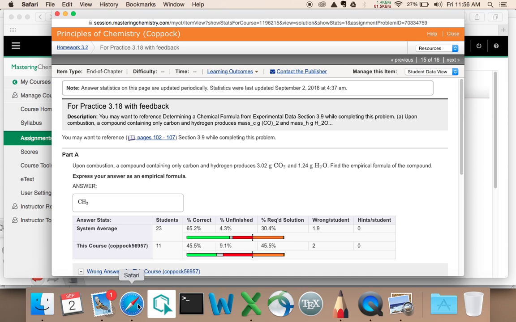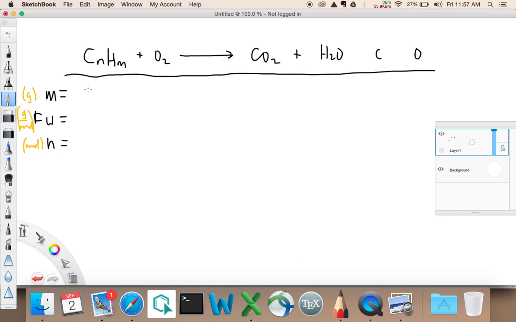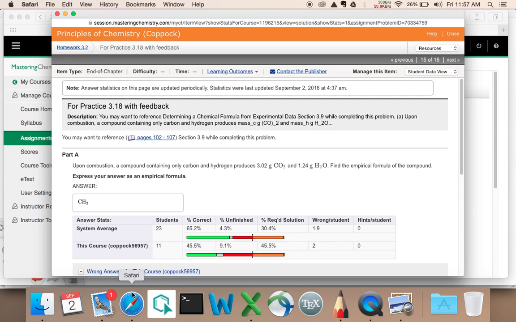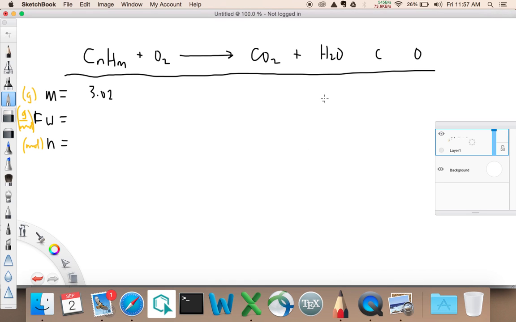It weighs 3.02 grams. And it produces 3.02 grams of carbon dioxide. Okay, that we don't know how much it weighs. 3.02 grams of that and 1.24 grams of water. Let's erase this. Okay. And that means the mass of this, of course, is the sum of the carbon and the oxygen.